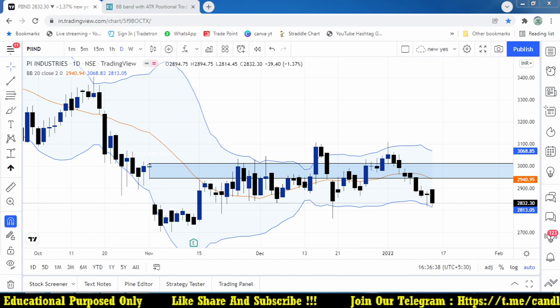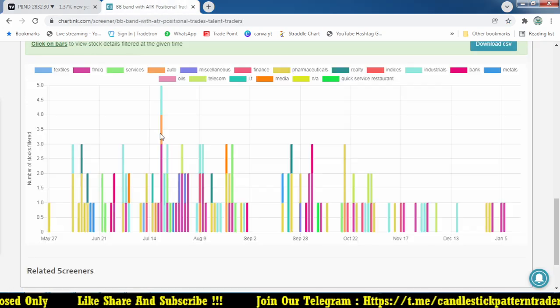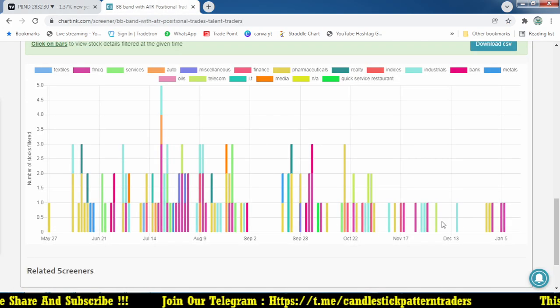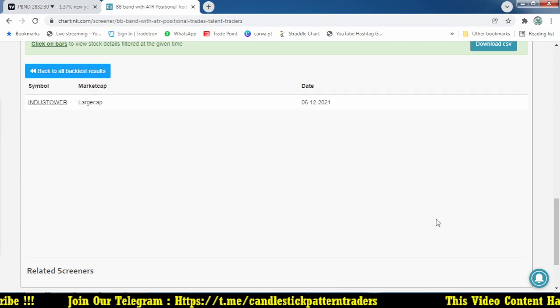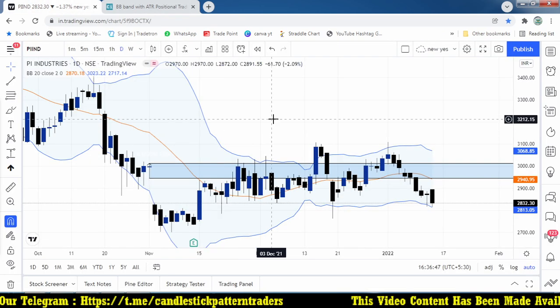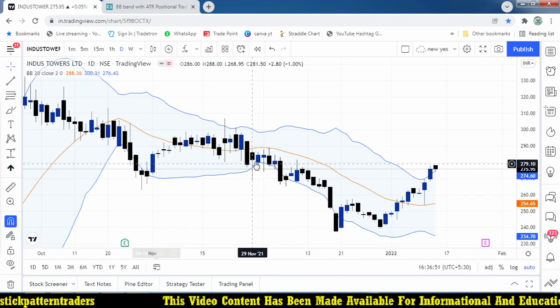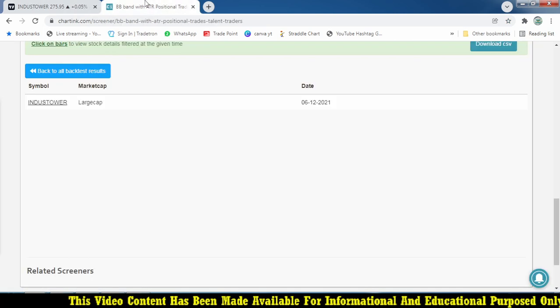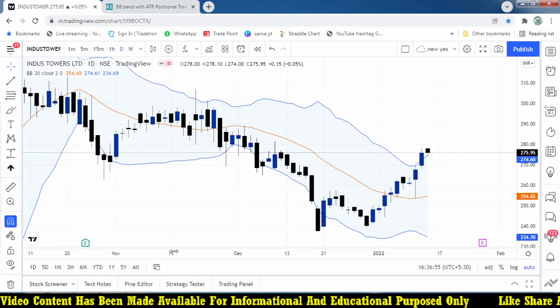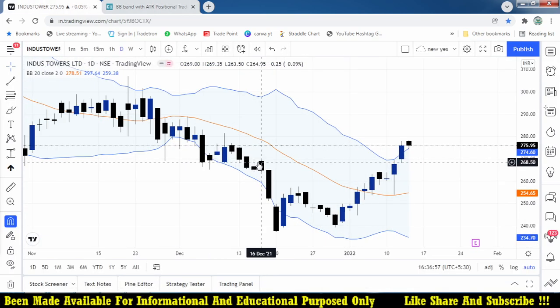And then previously, we have some other different stock at the start of December, 6 Indus Towers. Let's go for Indus Towers. Recently we made a profit in Indus Towers 2 days back. 6th of December, 6th December. At this time it is giving a sale opportunity.